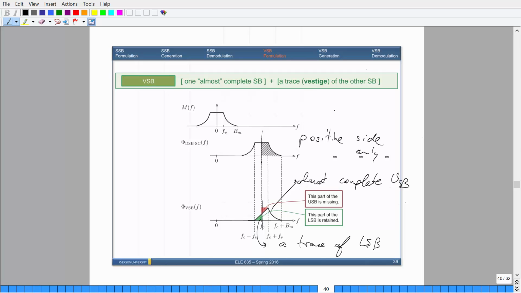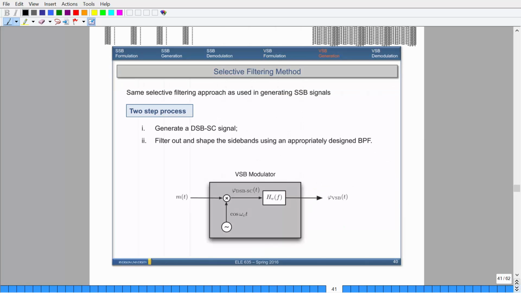And if you had this as being transmitted, then the demodulation techniques are actually a little better to realize. Okay, and that's the reason why we want to take a look at vestigial. So it's a compromise between the two.